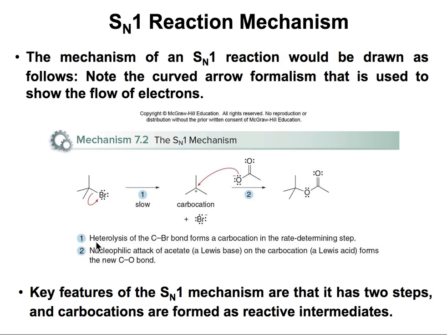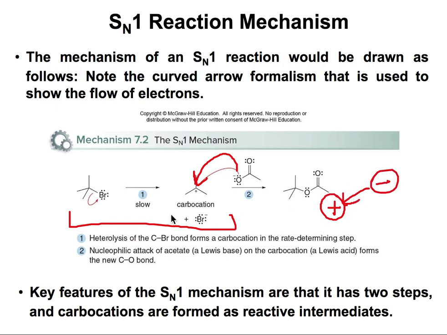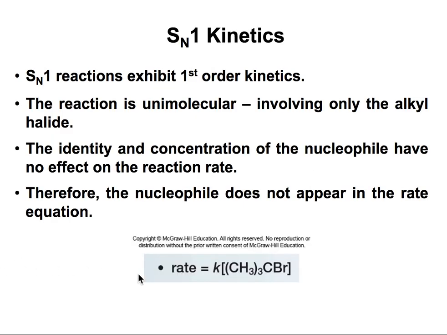So if we go back to our example, this first step is going to take much more time than the second step of the nucleophile attacking the carbocation. That second step is very quick because we have a plus being attacked by a minus, and that happens very, very quickly. But the first step, where the carbocation has to form and the leaving group has to leave, is the rate determining step. So that's why we only account for the concentration of the starting material in the rate.